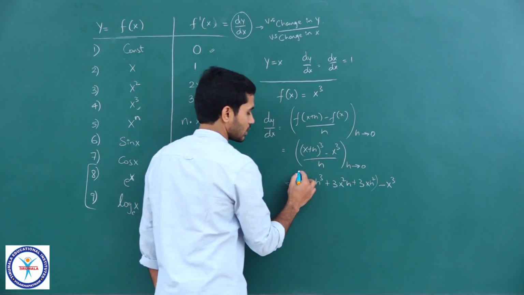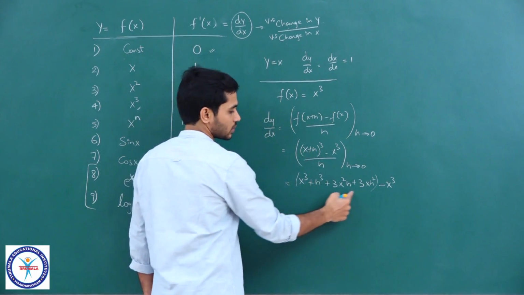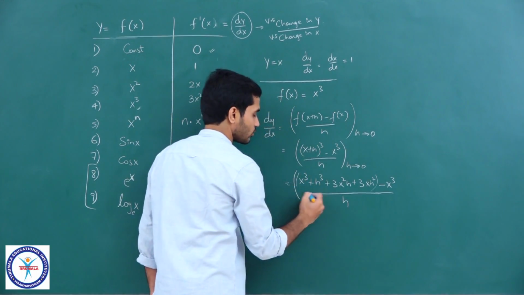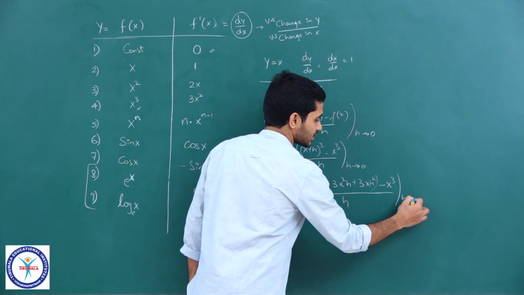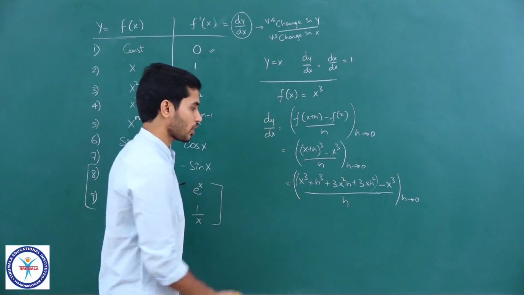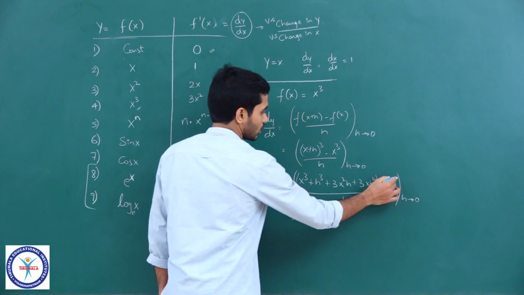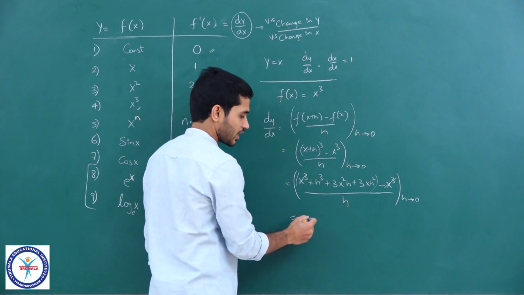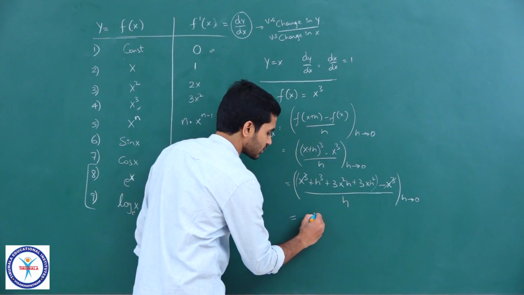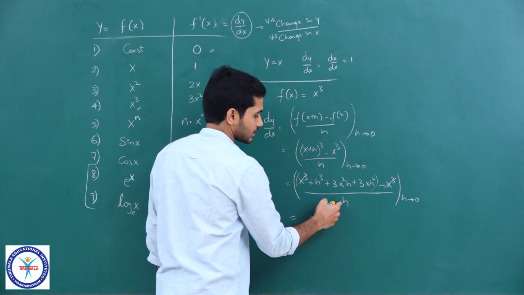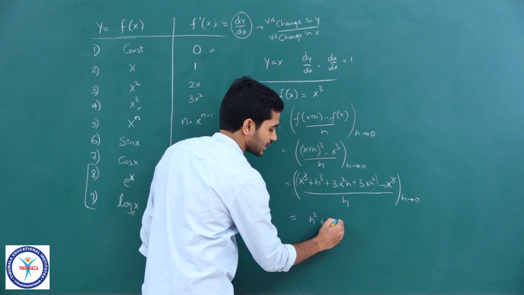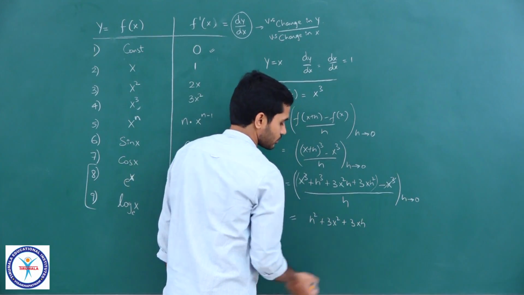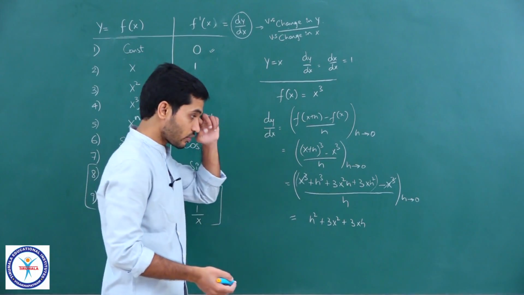This whole thing is the expansion of x plus h whole cube, minus x cube, divided by h, and I need to find the value of this when h is very small. Now, x cube minus x cube gets cancelled, and if I divide the rest by h, I get h square plus 3x square plus 3x h. This is the final expression which I get.